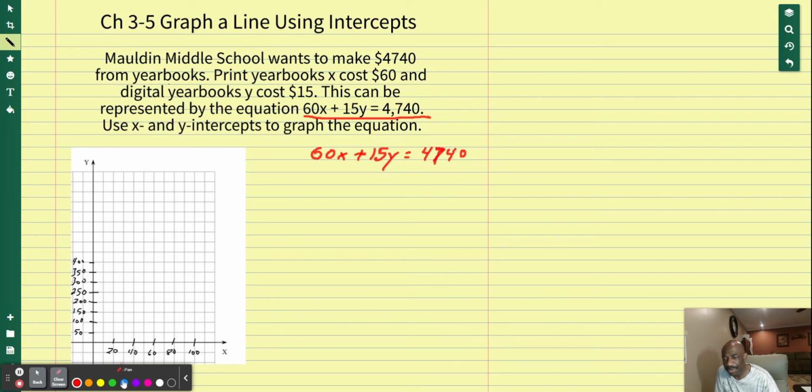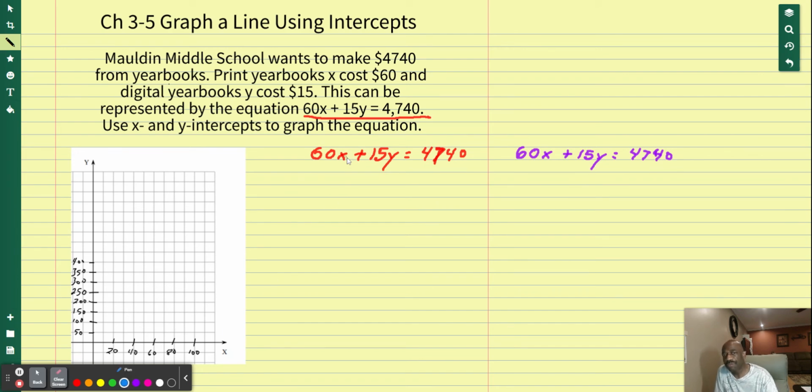Now, if you notice, this particular equation looks different than the one we did before. This is called standard form. So in this standard form, it's not in the slope-intercept form. So it looks a little bit different. But either way, we're going to work it out the same way we did before. We want to solve for the x values and we want to solve for the y values. So let's start with the x value.